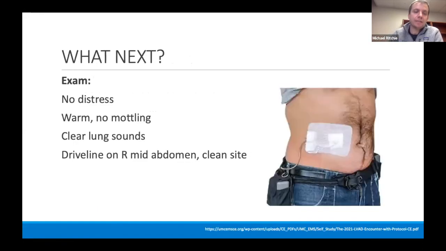You do your physical exam. He's in no distress, no mottling, no signs of poor perfusion. His driveline looks clear, no signs of infection. You need to decide whether or not he's stable or unstable. And in order to do that, you get a blood pressure or a MAP.